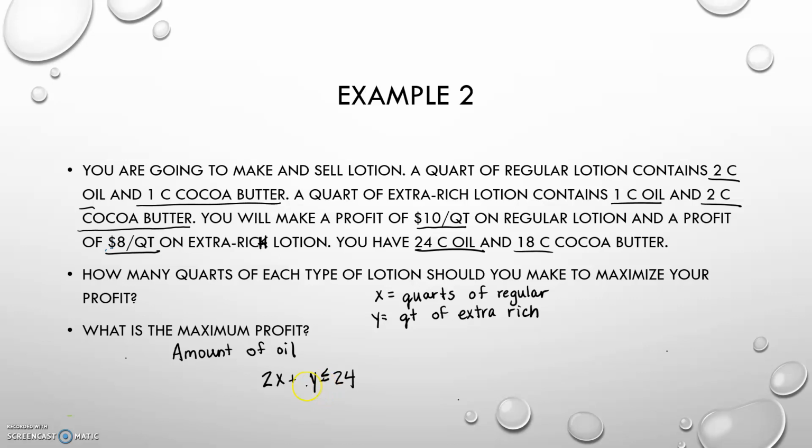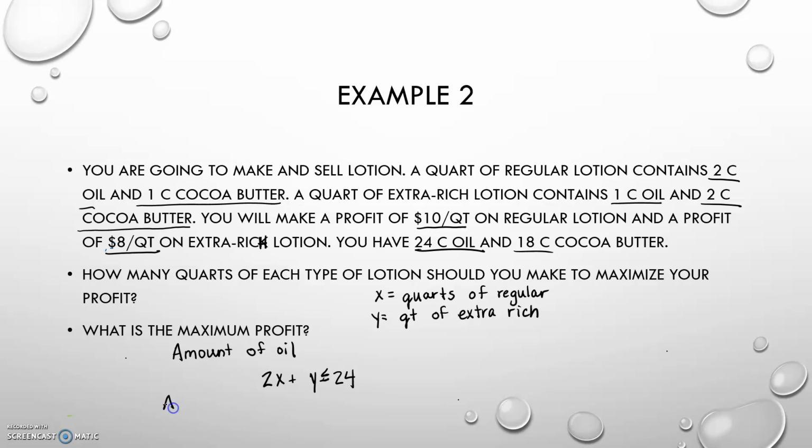It needs to be less than or equal to because we don't have to use all 24 cups of oil. However, we can't use more than what we have. We can't make something using 25 cups of oil because we only have 24.